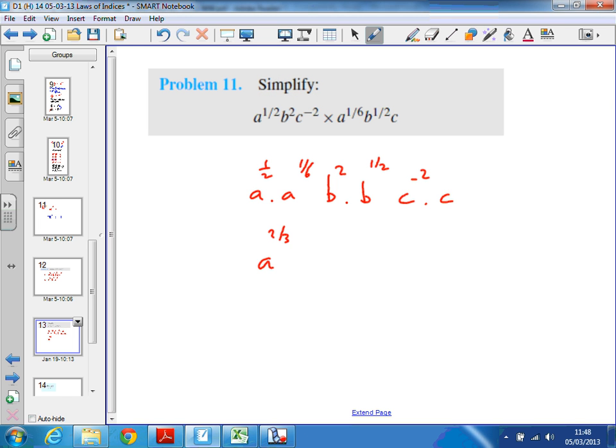2 plus a half is 2.5, but don't write it as 2.5. You can write it as 2.5, but if you write it as 5/2, which is 5 halves, then we can think about writing it in terms of roots, because we know it's a square root now. And then the final one, minus 2 plus 1 is minus 1, so c to the minus 1. So that would be one way of leaving the solution.